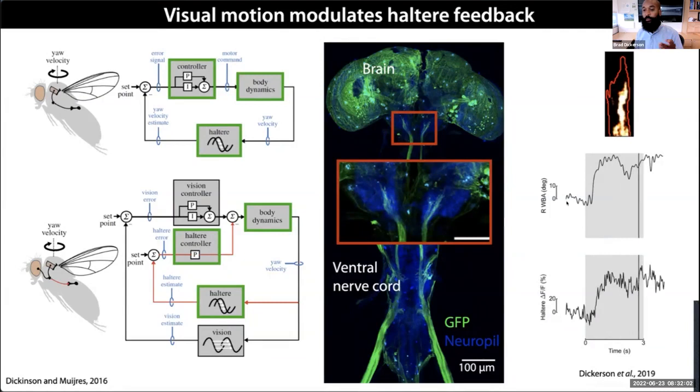First, before the stimulus comes on, the stimulus is this gray box. There's a baseline level of activity in the Halter nerve, which is consistent with the idea that the Halter is beating and providing rhythmic feedback to the wing steering system.